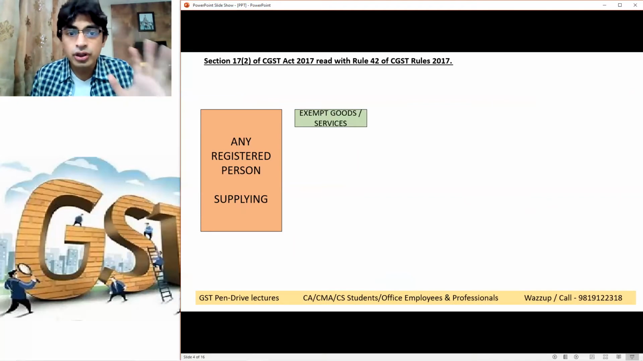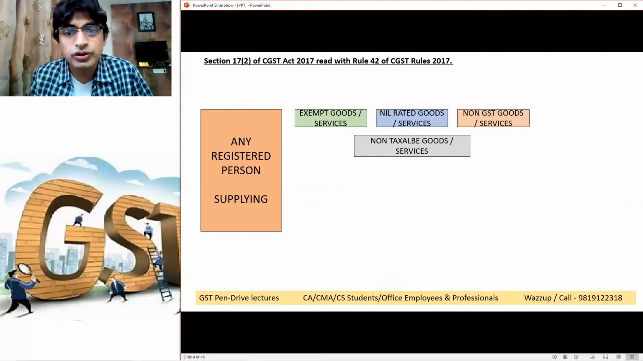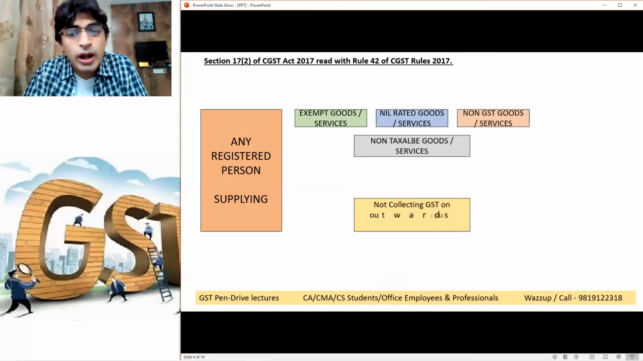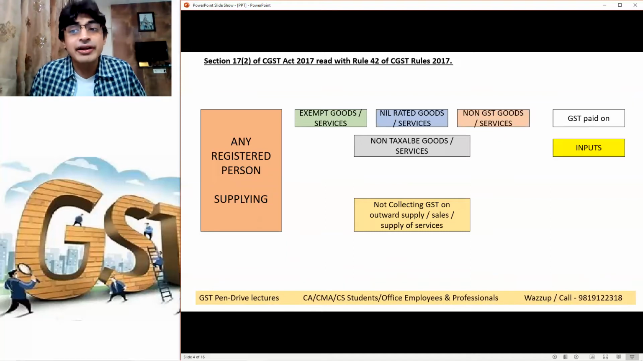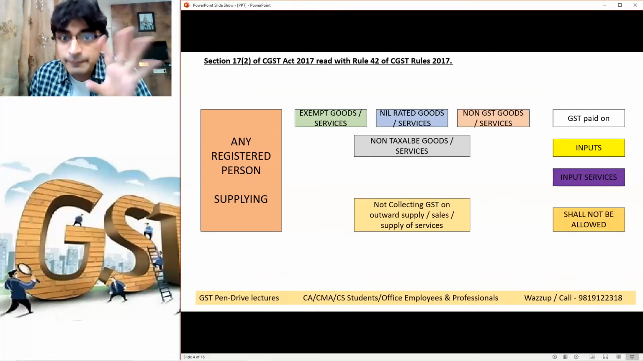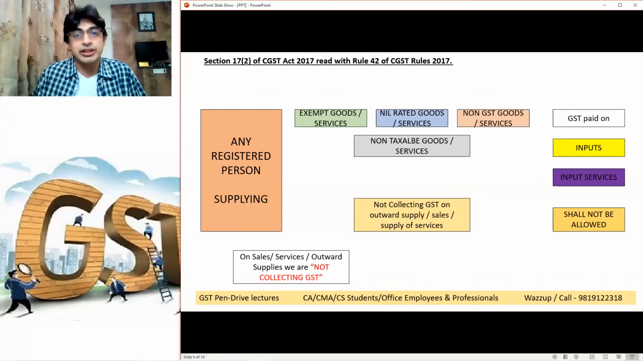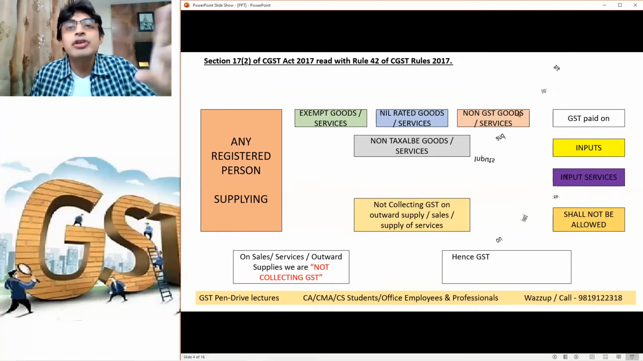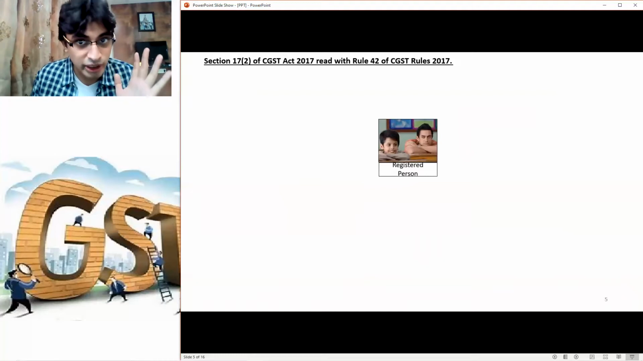Now next point. See, let me explain in detail. Any registered person, if he's supplying exempt goods, or you can say nil rated goods, non-GST goods or services, or non-taxable goods or services, any such goods or services on which GST is not applicable, so he's not going to collect GST on outward supply. So what does the government say? Whatever GST has been paid on inputs, whatever GST has been paid on input services, that shall not be allowed as per Section 17(2). Okay, so if you are not going to collect GST on outward supply, you will not get any input tax credit. Fair? Chalo.